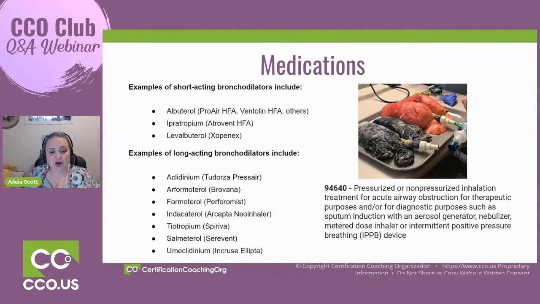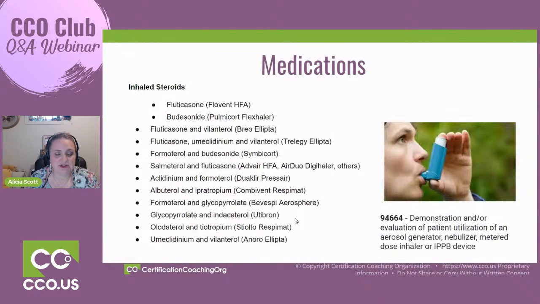Examples of long acting bronchodilators, that's different. And these are some of the newer ones. Spiriva, you see advertised a lot, and that is probably the one I hear about the most. Long acting just means that they stay in the system a little bit longer.